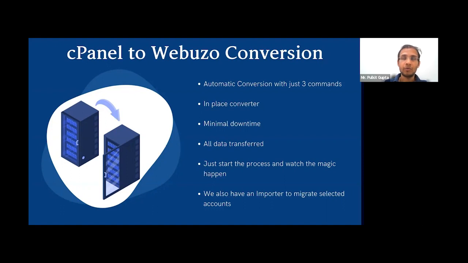of cPanel. So if you are hosting multiple websites and multiple users, assuming you're paying anywhere between $30 to $50, Webuzo would cost you 5 times less, around $7 to $10 at most. And the data conversion takes anywhere between 5 to 20 minutes.